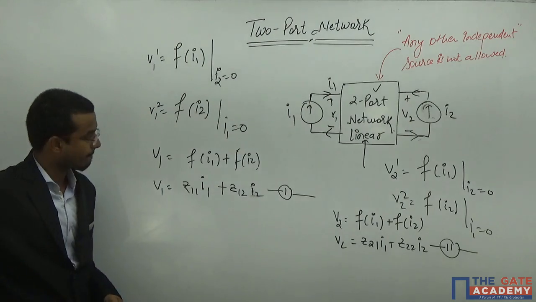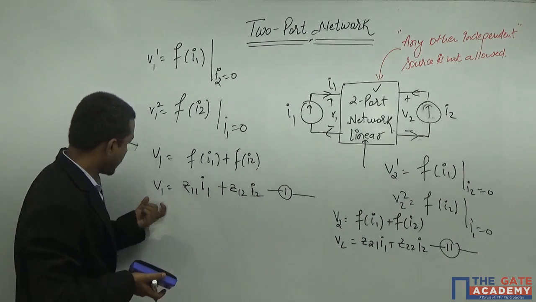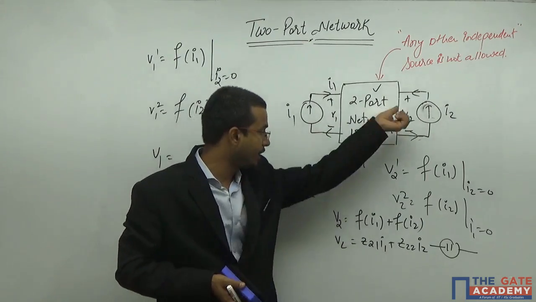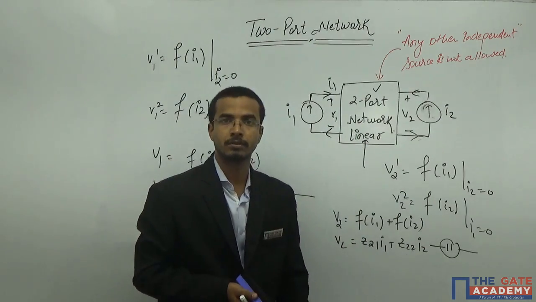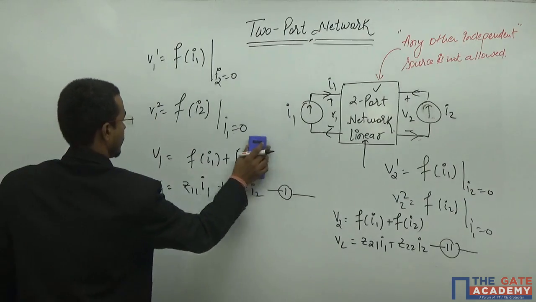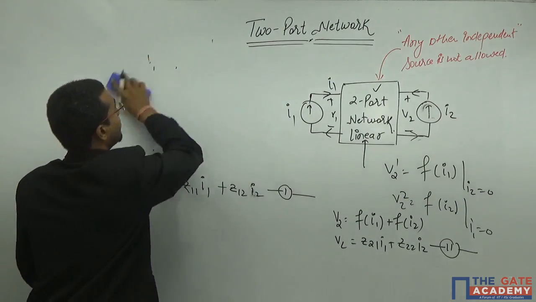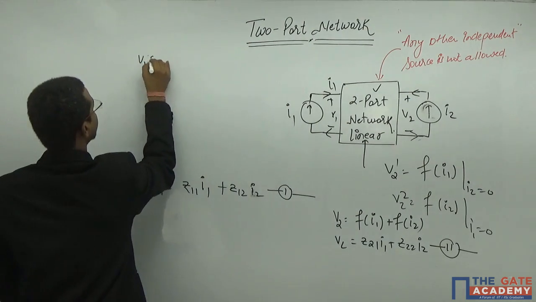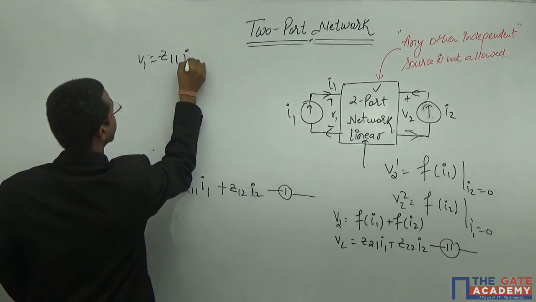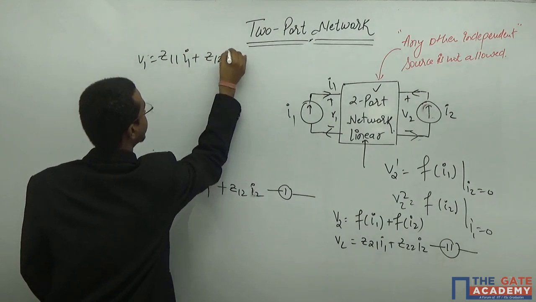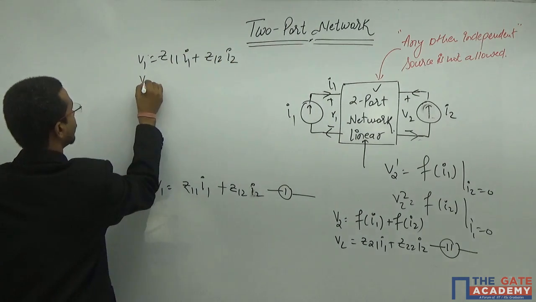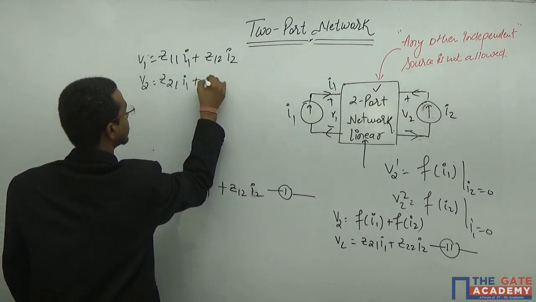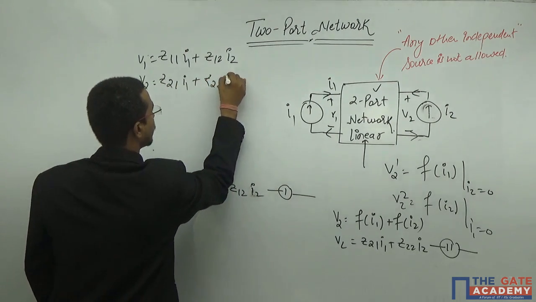Okay. That means I will define the V1 as a function of I1, I2 as well as the V2 as a function of I1 and I2. And I will try to make a pair of equations. V1 is equal to Z11I1 plus Z12I2 and V2 is equal to Z21I1 plus Z22I2.